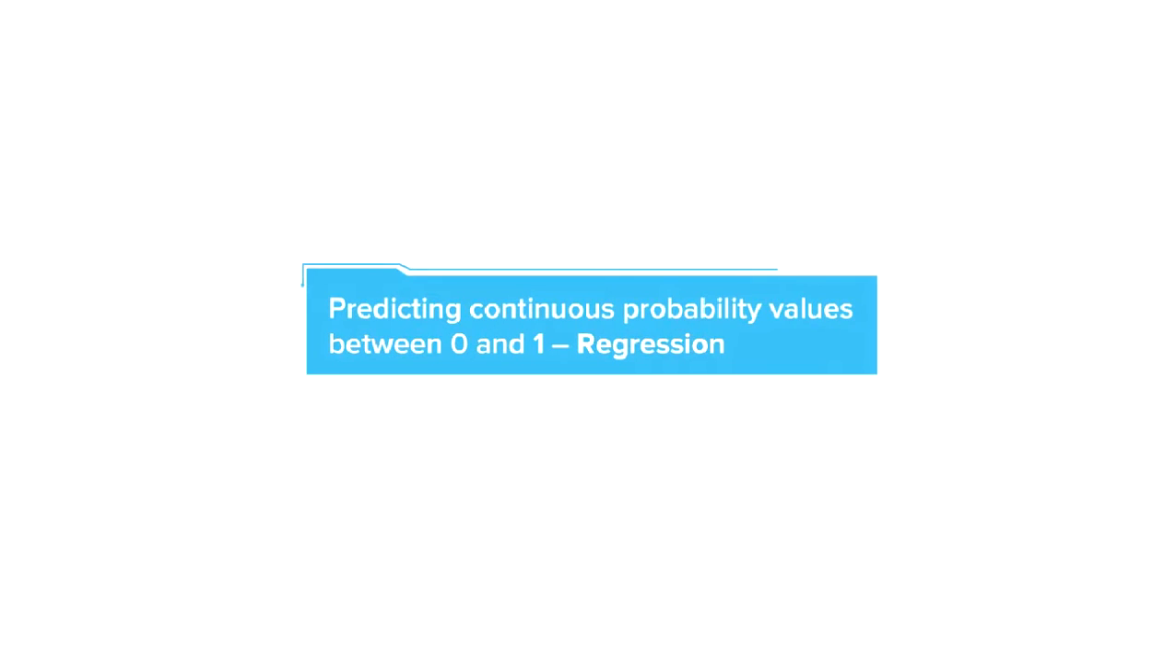as regression? It is because we are still predicting continuous probability values between 0 and 1, and hence it is a regression. Also, we are using a logit function, therefore it is called logistic regression.